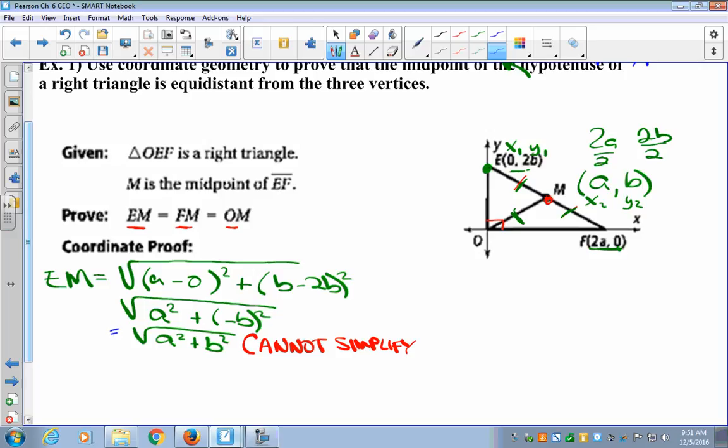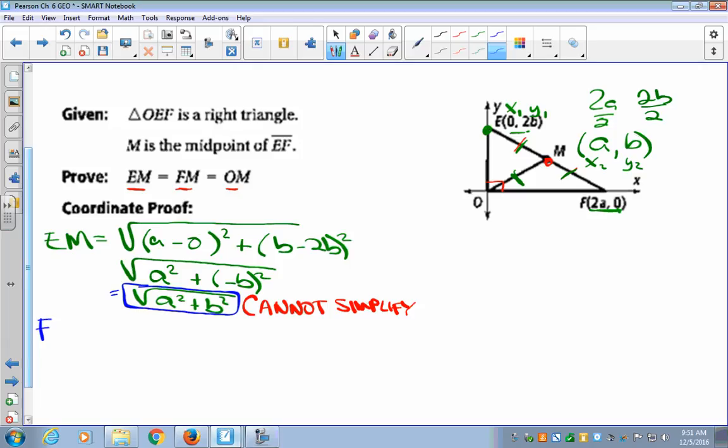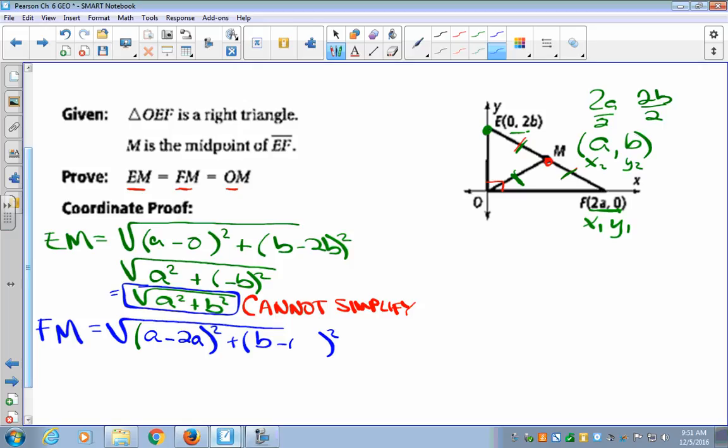Okay, so this is it. This is what EM equals. So I'm going to go ahead and highlight it so we can find it again. We're going to compare that to FM. So for FM, I have to change my, let's change the X1 and Y1. It's going to be 2A and 0. So go ahead and put that in here. So FM is Y2 minus Y1 and X2 minus X1.